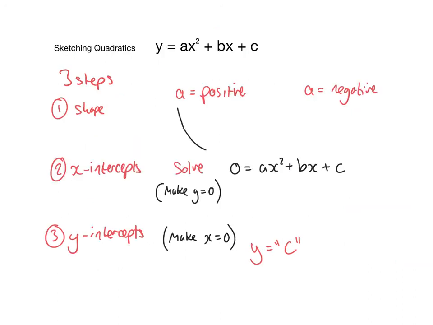To quickly recap, if a is positive, you get a happy face. If a is negative, you get a sad face. You solve the quadratic equation to find the x-intercepts. It's the same as making y equals 0 and finding x. To find the y-intercept, you're making x equals 0, and that will find the value of y, which will always be the same as the value of c in the original equation.